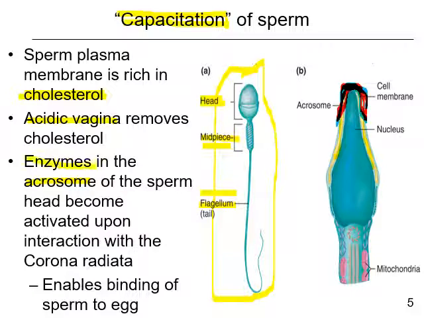The acrosome is a rich environment of enzymes, and the enzymes of the sperm are going to become activated when they interact with the corona radiata of the ovulated oocyte. So when the capacitated sperm make contact with the corona radiata, enzymes from the sperm head are going to enable the sperm to penetrate the corona radiata and then bind to the surface membrane of the oocyte.